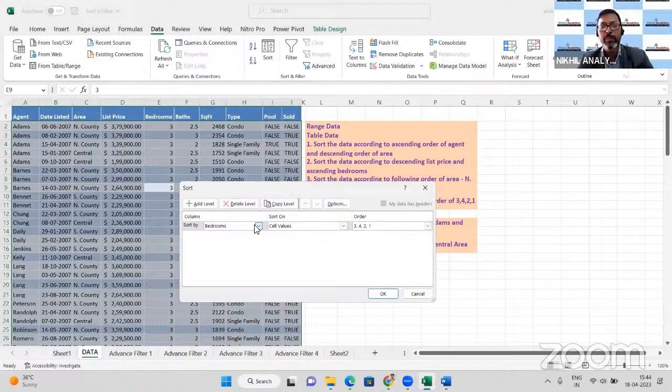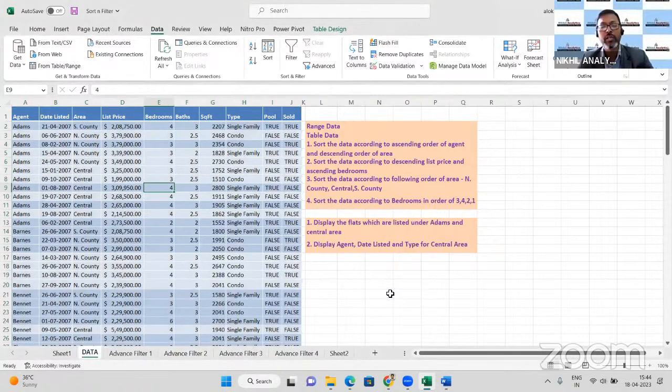Click on this. You can see a pop-up window came up where I can add levels. Level means column. Add level. First is agent. I select the agent. What should be the order? A to Z. Another level I add here as area and I go for Z to A. And just click OK and your sorting is done. It does not matter whether the data is 10 rows, 10,000 or 1 lakh records or any number of records.